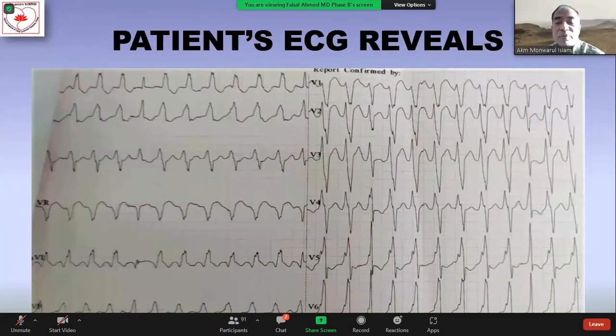Look at the third beat in the lead V2. This may be a capture beat, then a fusion beat. Not only V2, V3 also you see. In AVF, look at the fourth beat. What is this beat? In a lead, sorry, AVL. This is probably a capture beat. Yes, this is probably a capture beat, but the third beat in lead V2 is probably a fusion beat.